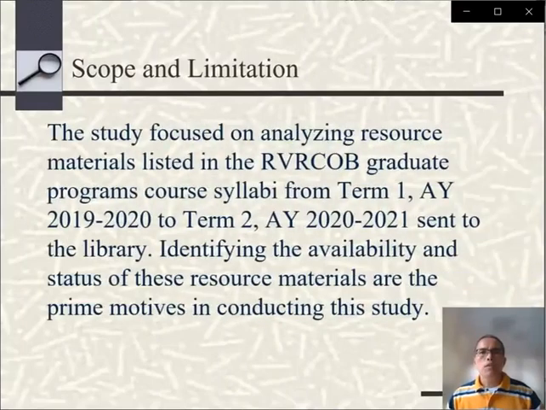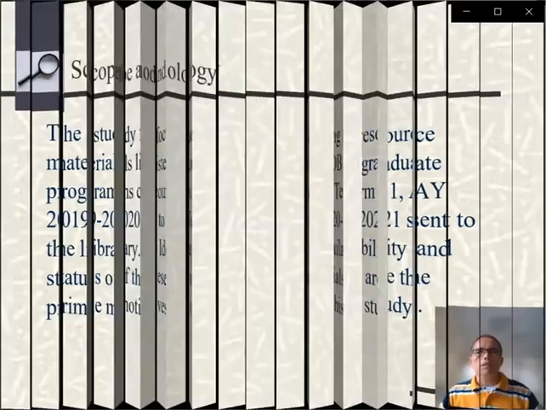The scope and limitation of the study focus on analyzing resource material from the RBRCOB graduate program courses syllabi from Term 1 of academic year 2019 to 2020 to Term 2 of academic year 2020 to 2021 that were sent to the library. The primary motives of this study are to determine the availability and status of this resource material.